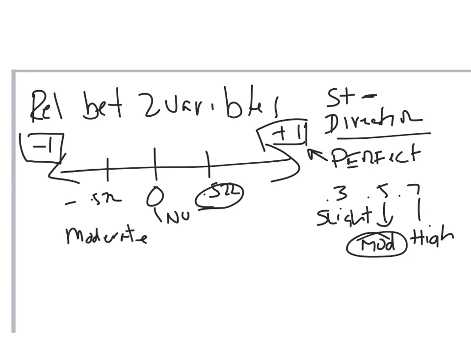Now, how do we get the direction? Well, it's real simple. If it's heading toward the +1, it's a positive. If it's going to the negative, it's a negative. So it's a moderate. If I've got this number right over here, it's a negative. If I have this one, it's a positive. So we'll take the positive. We're going to get rid of the negative. So it's a moderate positive correlation, period.